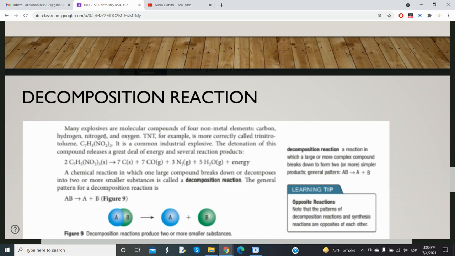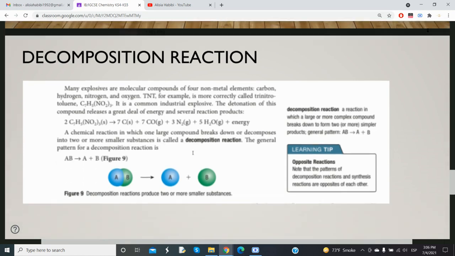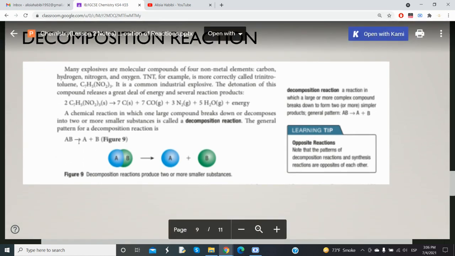Here in decomposition reaction, it's the opposite. A decomposition reaction is a reaction that breaks down a large compound into smaller substances. So decomposition is having a chemical compound being broken down into separate elements. If we look at this example here, they use AB to represent it. It says AB is decomposed into A plus B. That means the chemical compound AB is broken down into A plus B.